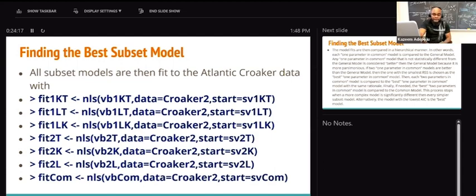Then when you get to fit2T, they got two parameters in common. When you have a T, what is missing? L infinity and K. Fit2K, they got two parameters in common. You can see K, what is missing? L infinity and T. Then fit2L, they got two parameters in common. You can see L, what is missing? K and T. Then the last one, fitcommon, they have all parameters in common. So you're going to fit that.